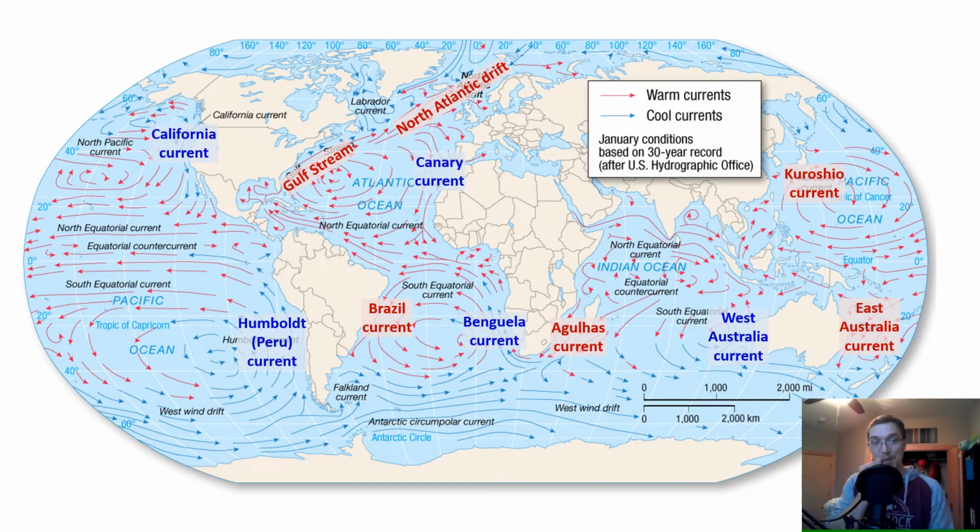So here we can see this. You've seen this before: we've got the California current bringing colder water down from the North Pacific. We've got the Gulf Stream and the North Atlantic Drift bringing warmer currents up the coast of the North American continent and sending them up towards the Iceland area. We've got the Humboldt-Peru current bringing colder water up from the Antarctic Circle area. We've got the Canary current bringing warmer currents descending down.